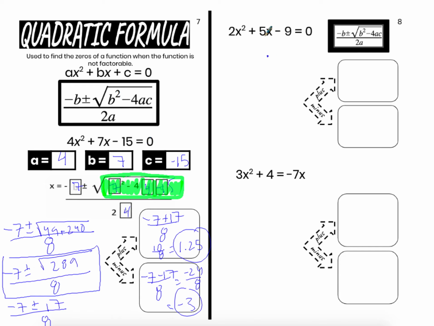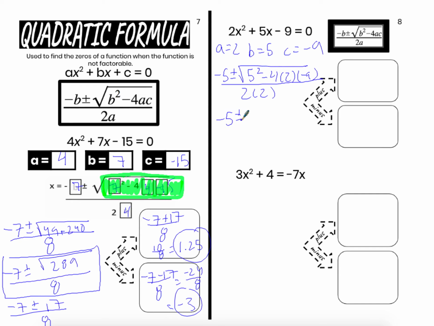So in each of these examples, I'm just going to first identify my A, my B, and my C, and I'm going to plug them into this equation: opposite of B plus or minus the square root of B squared minus 4 times A times C all over 2A. Again, I'm suggesting that you go straight from here to plugging that whole thing in your calculator, which is going to be 25 plus 72 is 97, I hope, all over 4. And then use your calculator to square root that.